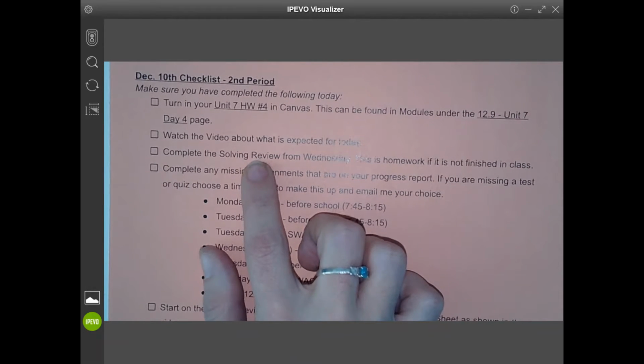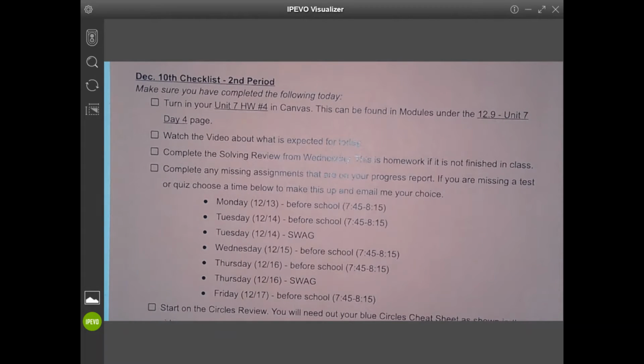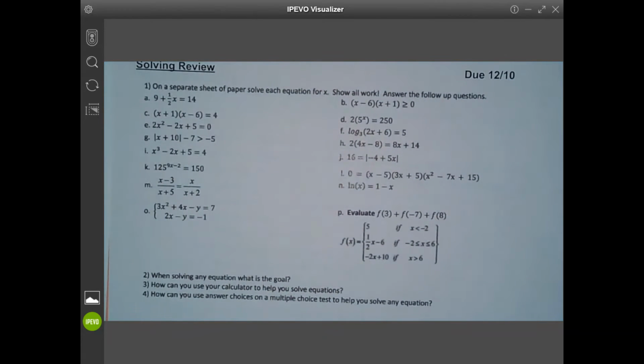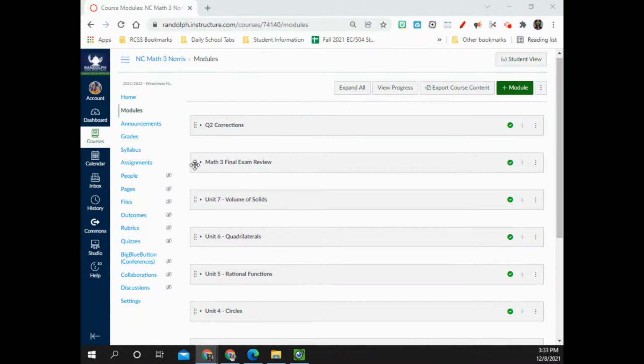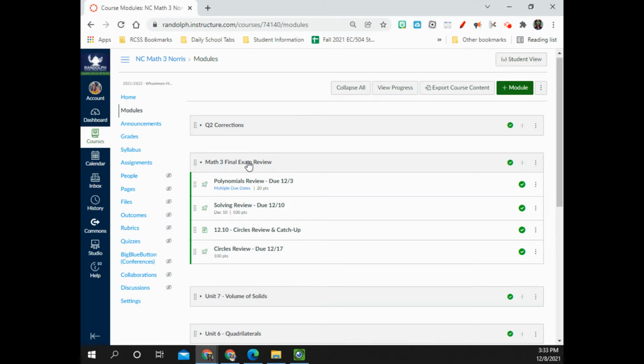All right, so second period, what you need to do now is finish up this solving review if you have not already. Okay, and then you will turn it in. You can find it right here in Canvas under the final exam review, solving review right there. So second period, that's what you're working on right now if you're not done.